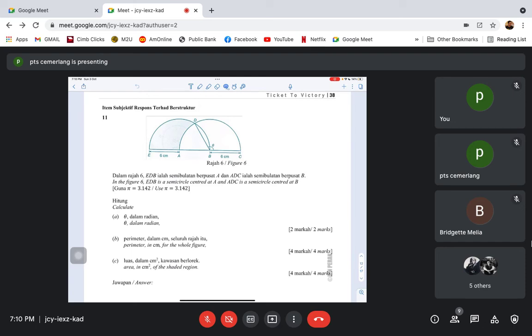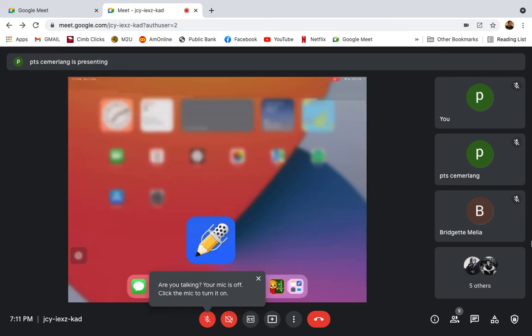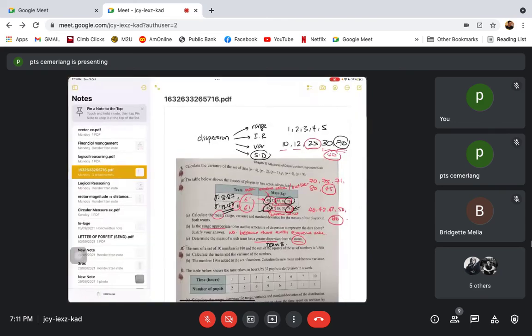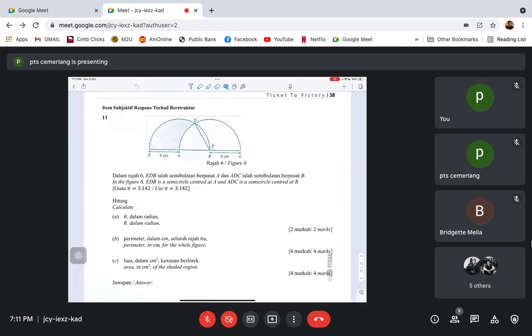Okay, so let us try and continue with question number 11. All right, so let us look at question number 11. Okay, so let us try and look at question number 11 straight away. This one is actually talking about your circular measure.